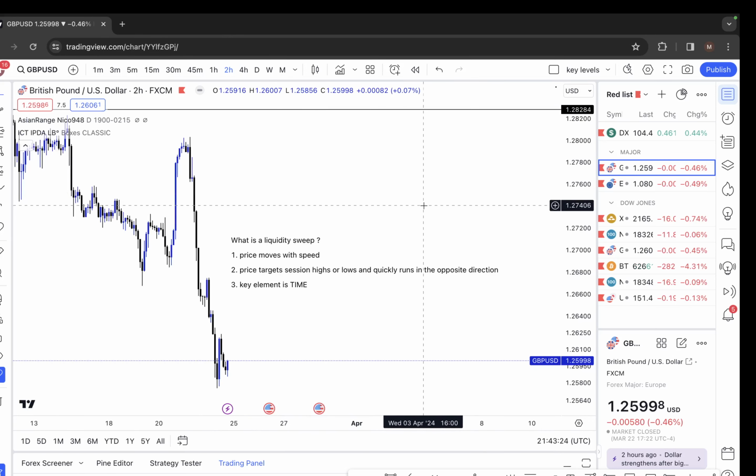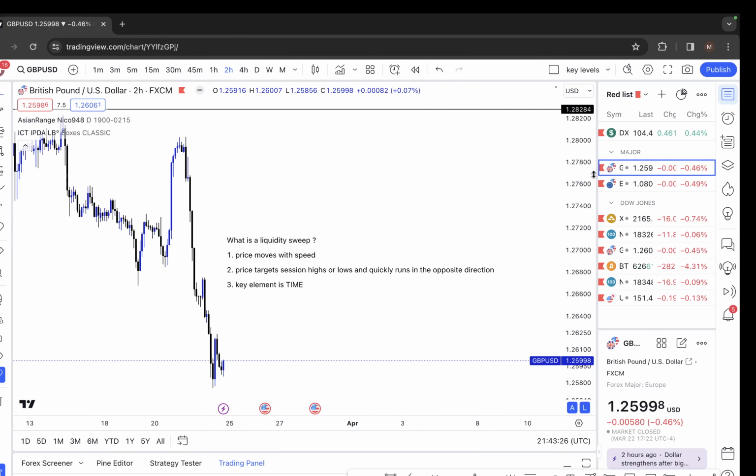First of all, my definition of a liquidity sweep is price moves with speed. What do I mean by this? When price creates highs and lows, price potentially moves with speed in one direction to grab those highs in order to move to the lows. Second of all, I've explained it in the first one: price targets session highs or lows and quickly runs in the opposite direction. Now, the key element is time, okay?